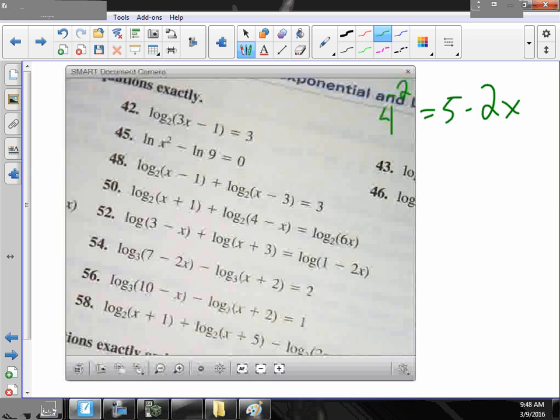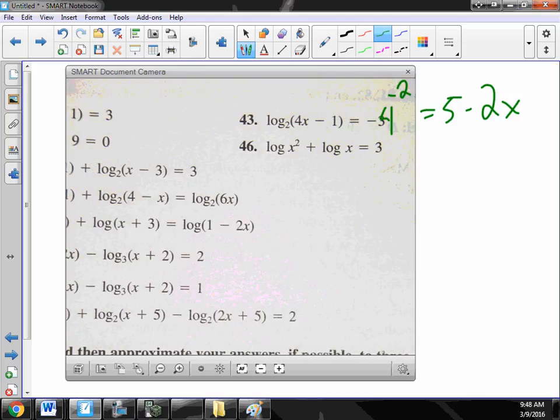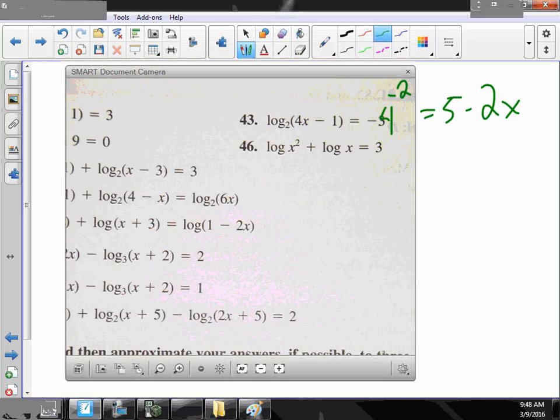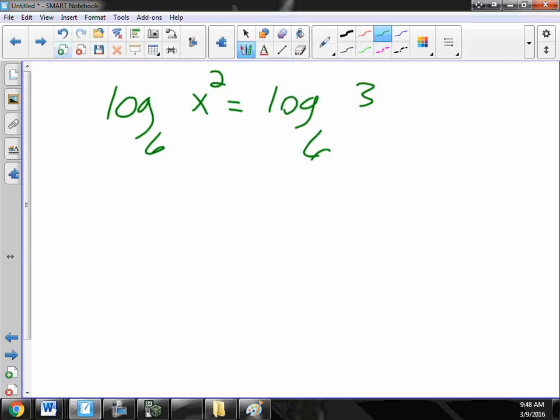No. The only time you can drop logarithms is if you have one logarithm on one side and one on the other side and nothing else. So if we had log base 6 of x squared equals log base 6 of 36, then I can cancel the logarithms and just take the square root. But if there's anything else attached to it, that won't work.